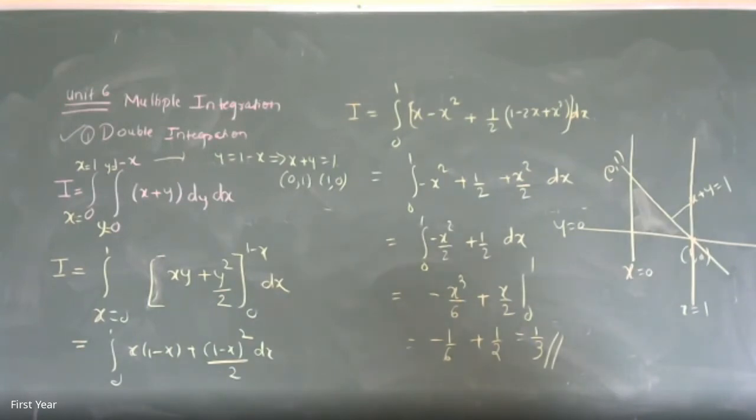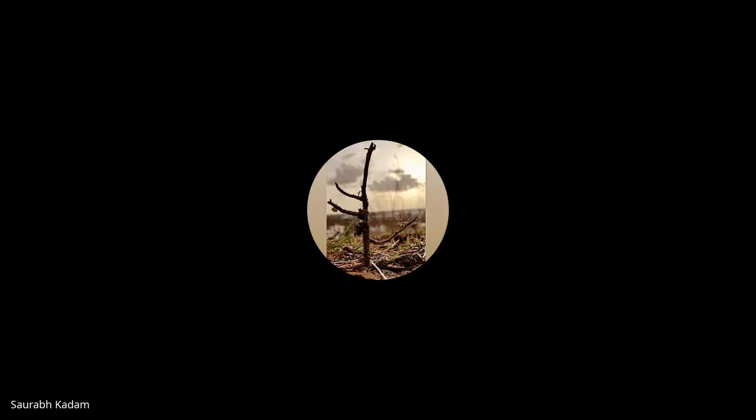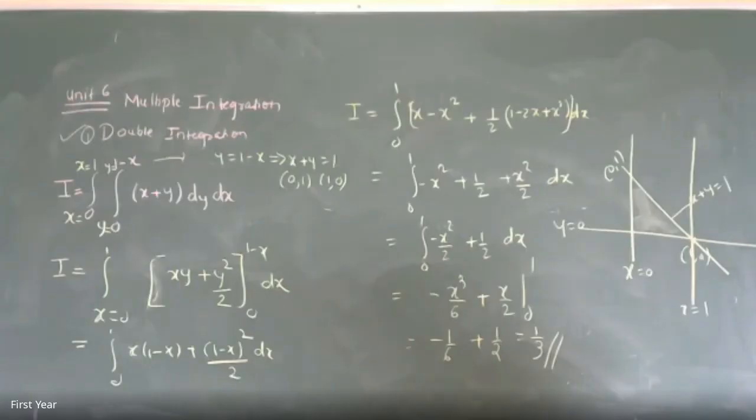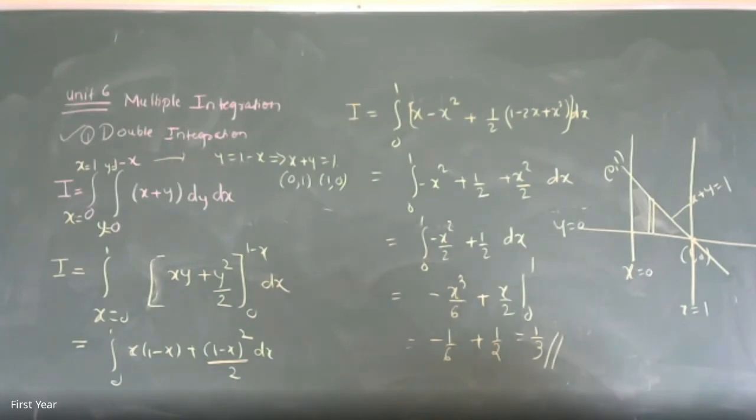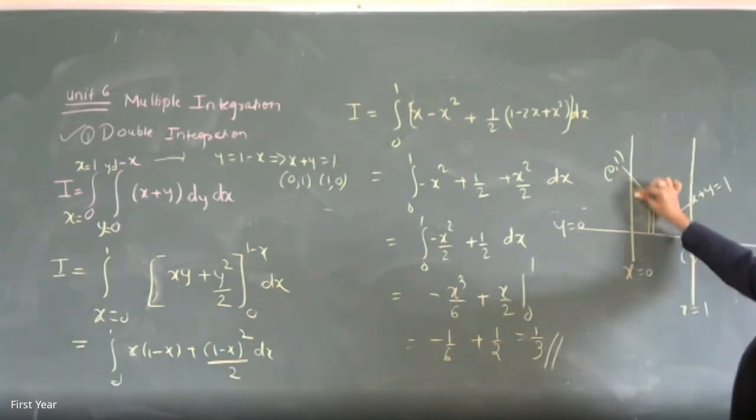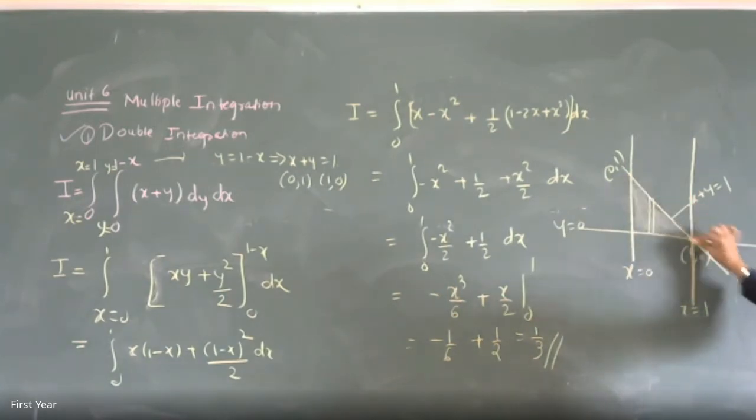Is it okay? Did you understand? Yes, ma'am. How did I get that this is the area? Cross check. Since the inner limits are on y, a vertical strip is considered. So lower limit is y is equal to 0. Upper limit is y is equal to 1 minus x. Can you see that? X plus y is 1, but y is equal to 1 minus x. Correct. Then when I move this vertical line from here to here, minimum x is 0, maximum x is 1. So the integration is correct. So this area is what is asked in this problem. Did everyone understand?